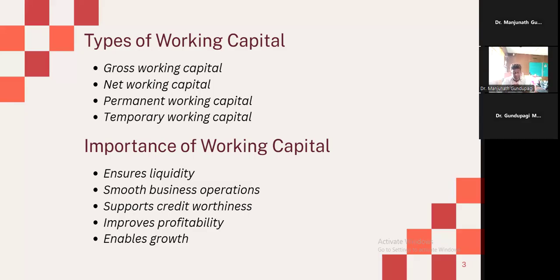It also supports creditworthiness, where companies with healthy working capital are viewed as creditworthy by banks and financial institutions. It improves profitability because efficient working capital management reduces the borrowing cost and enhances the firm's profitability, which enables growth. So adequate working capital facilitates business expansion and enables firms to take advantage of growth opportunities.